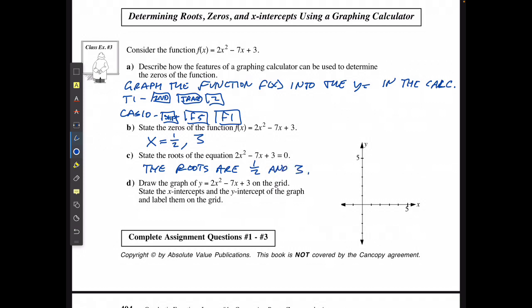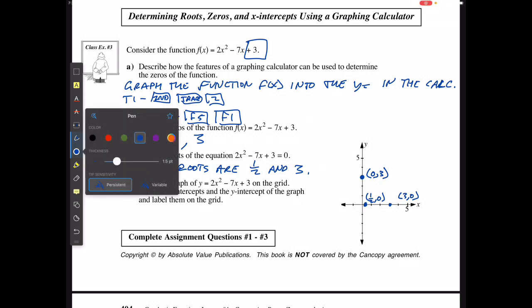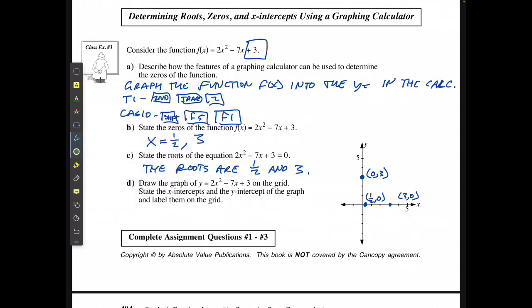When I'm drawing this on here, I'm going to have one x-intercept at 1 over 2 and 0. I'm going to have one at 3 and 0. And then when I look at my equation, I know I have a y-intercept at 0 and 3. It's always going to be the constant of my equation. And then I would just connect these and expand out.